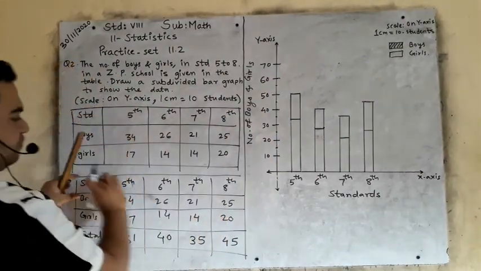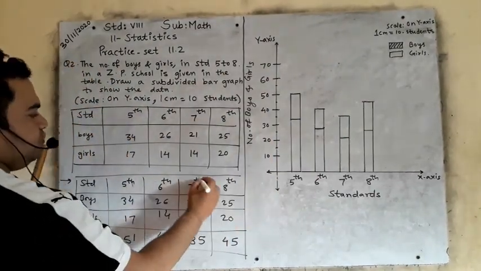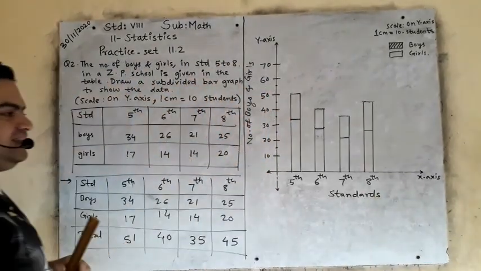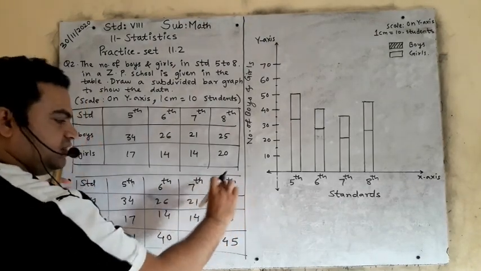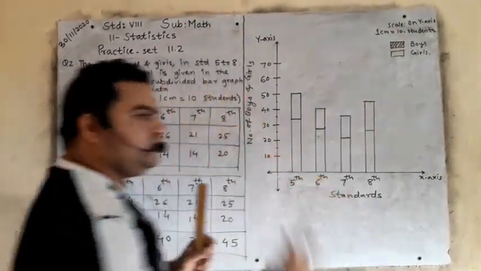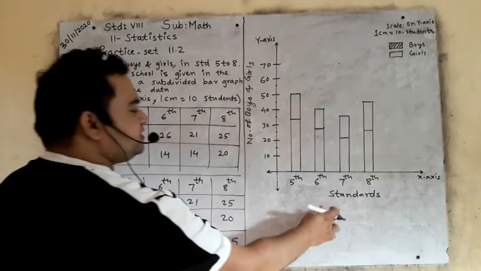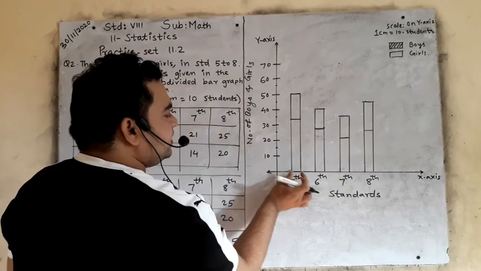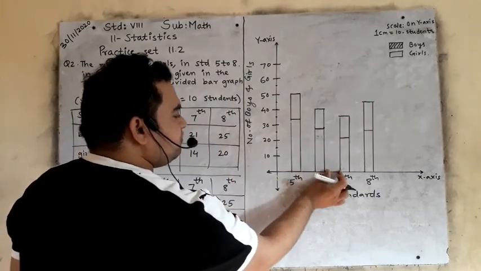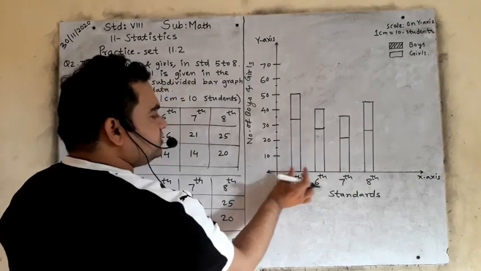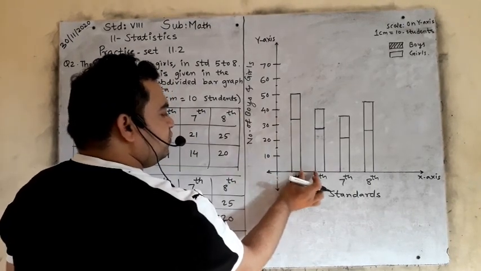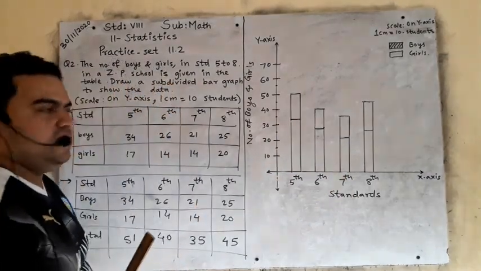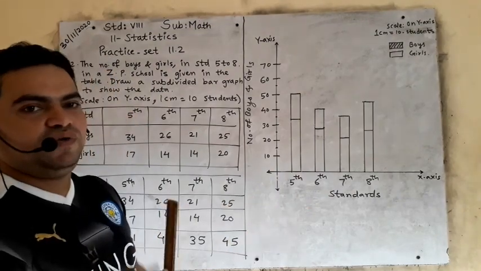Whichever is your first row in the question, that will be on the x-axis. The first row should be on the x-axis. See, it is standard, so we have written standard: 5th, 6th, 7th, 8th. You leave one box. After each bar, you leave one box only. Here you will leave one box, then draw a bar. Then again leave one box and draw a bar. Again leave one box, then draw a bar. Is it clear? Keep the same distance between each bar.